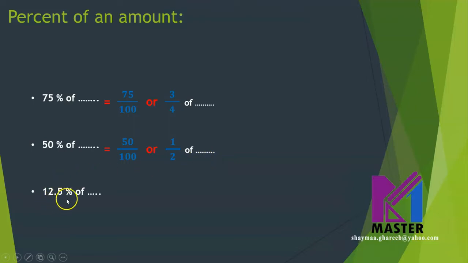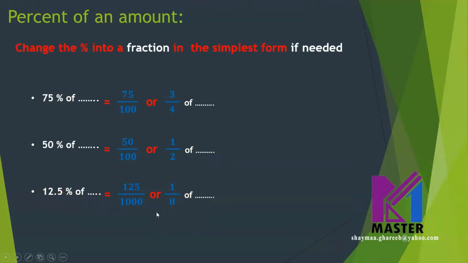What about 12.5%? Do you remember the 12.5%? What fraction was it? It was 1/8 of this amount. So in order to calculate the 75%, I will calculate 3/4 of the amount. For the 50%, half of the amount. For 12.5%, it is 1/8 of the amount.